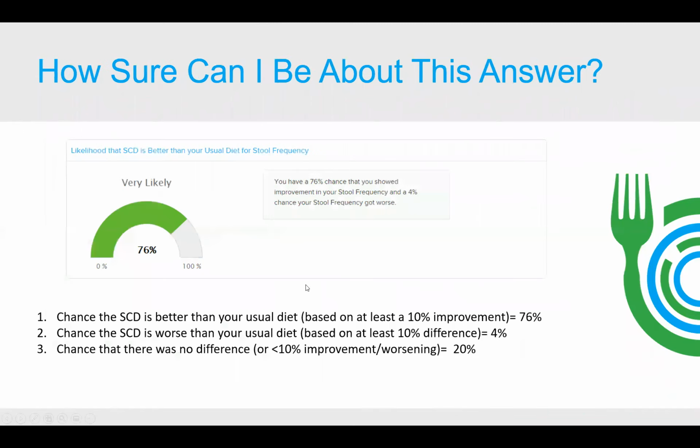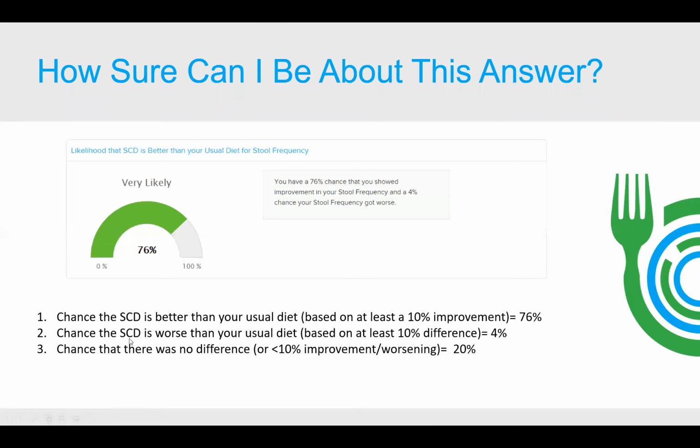Okay, so now we're going to look at those probabilities again. So remember, there's 3 probabilities of interest. In this case, we're looking at the likelihood that the SCD is better than your usual diet for stool frequency. So we give you the chance that the SCD is better than your usual diet, again, based on at least a 10% improvement, and that probability is 76%.